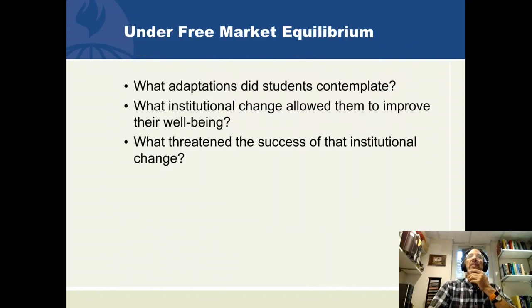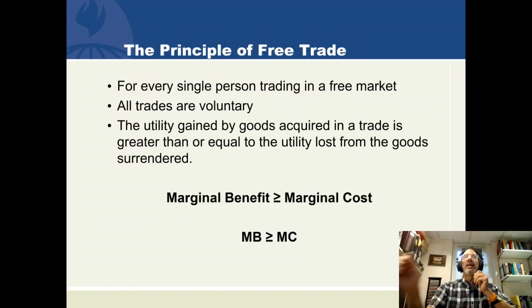So one of the things we saw under free trade is that for every single person trading in a free market, all trades are voluntary. And so the utility gained by goods acquired in a trade is always greater than or equal to the utility lost from the goods surrendered. Under central planning, there were many involuntary trades. We'll just take stuff away from people and give them stuff. And so often their benefit is below their cost.